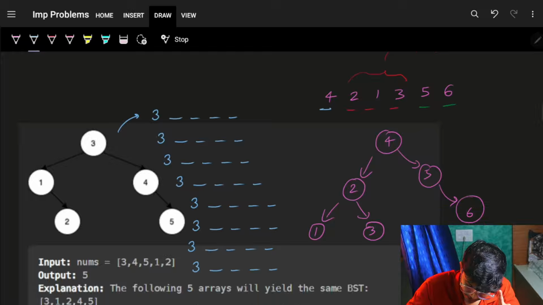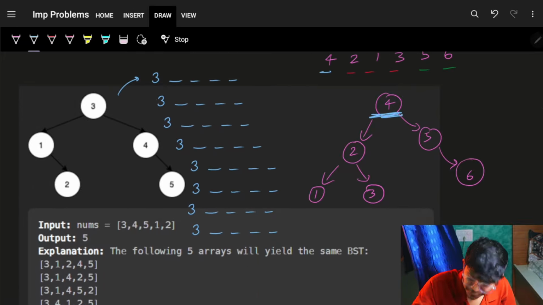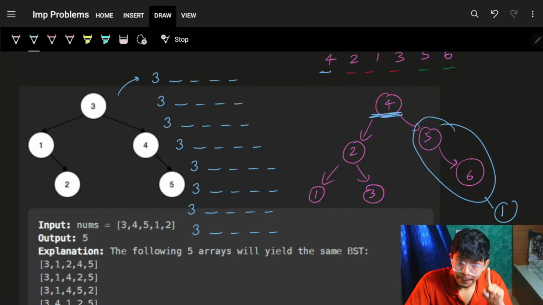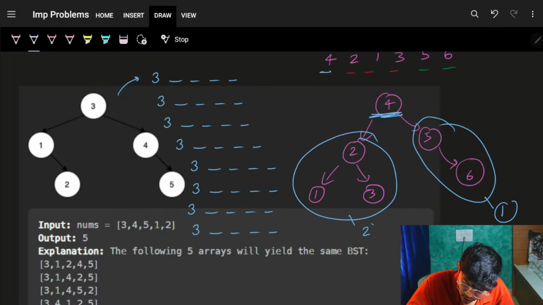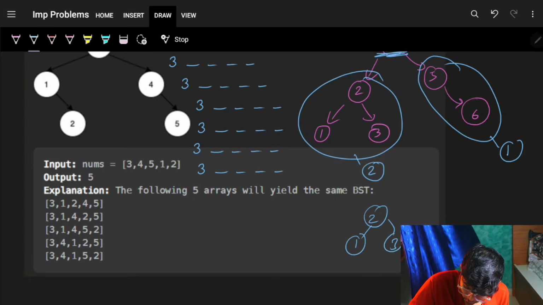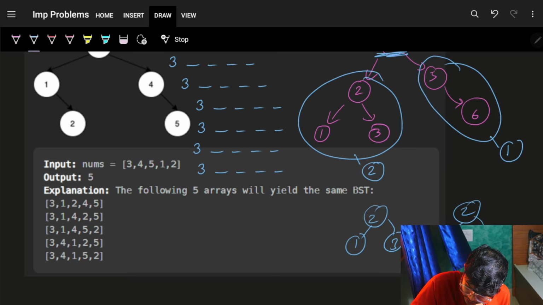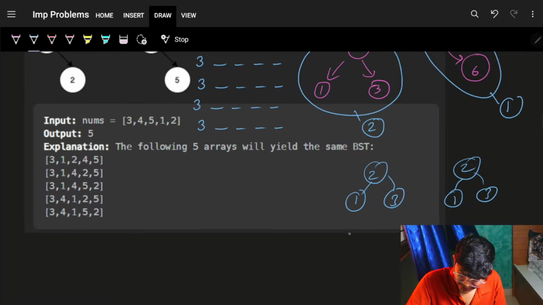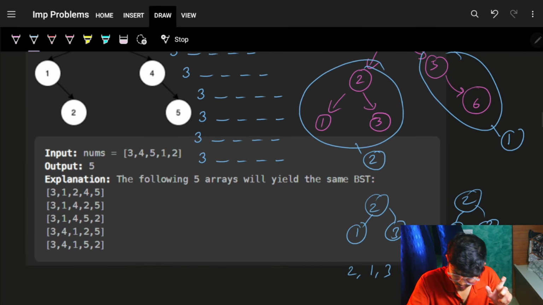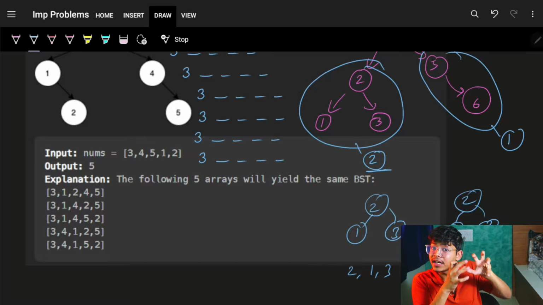What if I give you an example like this? If you had a 4, if you had a 5 6, it can be ordered in one way, but this, it can be ordered in 2 ways. How? It can come as 2 1 3 or 2 3 1. So basically, this part can be ordered as 2 1 3 and also 2 3 1. That's the reason, okay, this left part can be ordered in 2 ways.